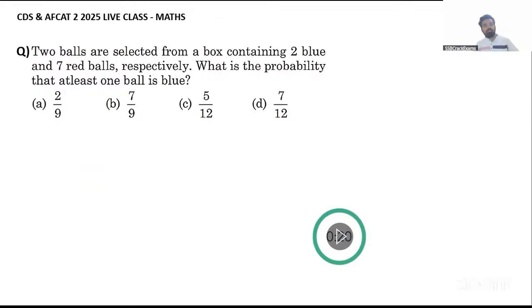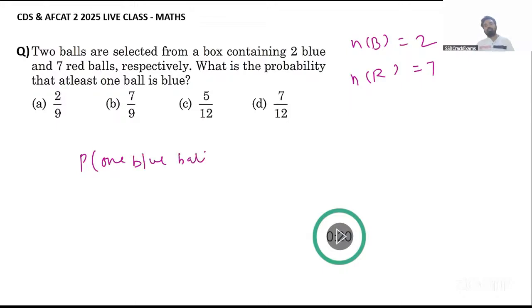The next question is saying that two balls are selected from a box containing 2 blue and 7 red balls. Number of blue balls is 2. Number of red balls is 7. 2 balls are drawn. So what is the probability that at least one ball is blue? It is saying at least one ball should be blue. So how many blue balls can come? At most 2. So it means probability of one blue ball plus probability of 2 blue balls.